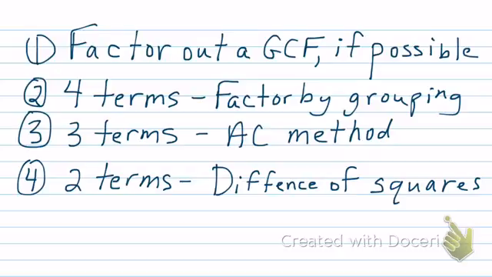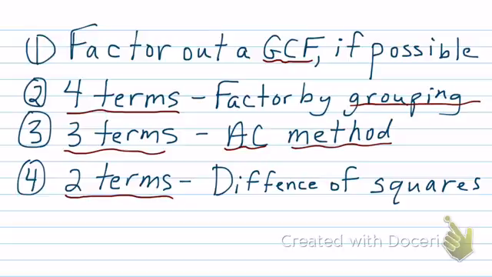So again, we're always going to look for a GCF first, because it doesn't matter how many terms you have, you could have a GCF. So once you've done that, you want to look at the number of terms. 4 terms we factor by grouping, 3 terms we use the AC method, 2 terms, the only thing we can do other than factoring out a GCF is if we have a difference of squares, we can factor that. So let's do some problems and we'll remember this strategy as we do.